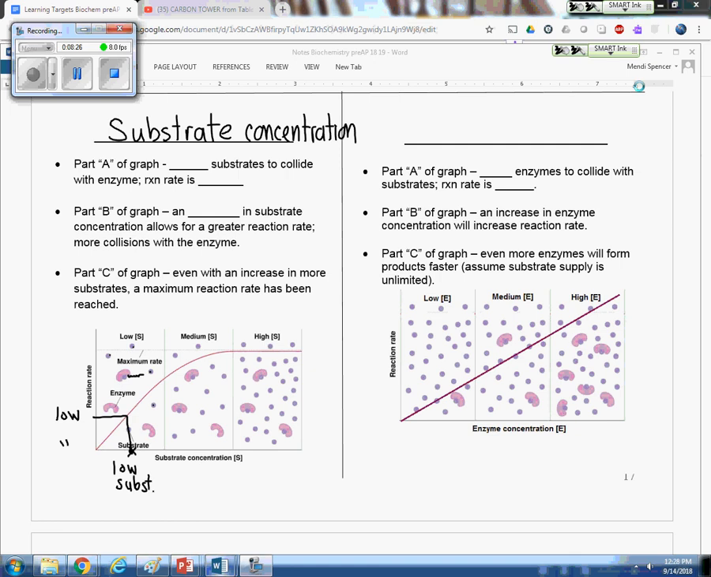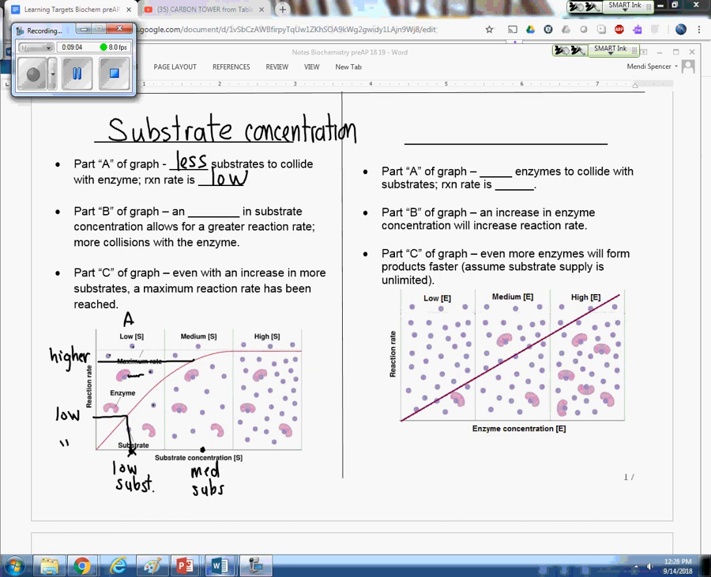Remember, they must collide in order to get a product. And since they're really spread out, it's going to take a little bit for a substrate to collide with that enzyme. So part A of the graph, we have less substrates to collide with the enzyme. There's going to be less collision, so reaction rate is going to be low. Now let's add a little more. Let's put kind of a medium amount of substrate here, and we can see that we now have a higher reaction rate. Well, they're more crowded. So there's going to be way more collisions because there's just more substrates to collide with those 3 enzymes.